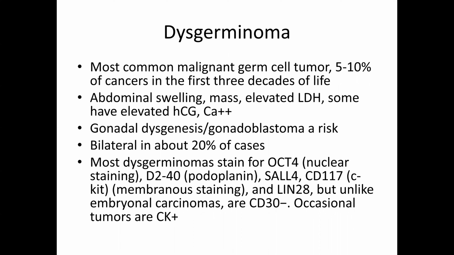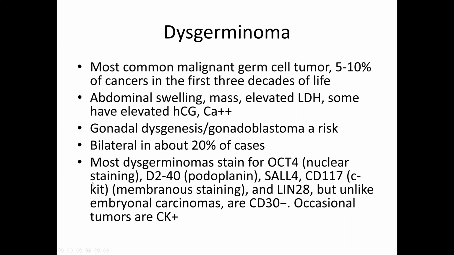5 to 10% of cancers in the first 3 decades of life, typically associated with some sort of abdominal mass, elevated LDH, and may have other hormonal markers as well, such as HCG, and potentially elevated calcium. There is a small association with gonadal dysgenesis or gonadoblastoma, and some of these will be bilateral.